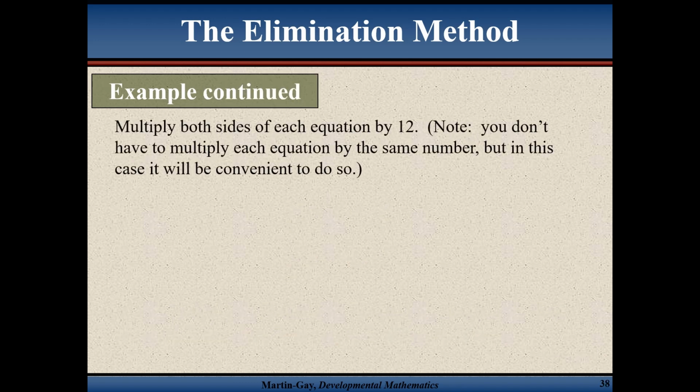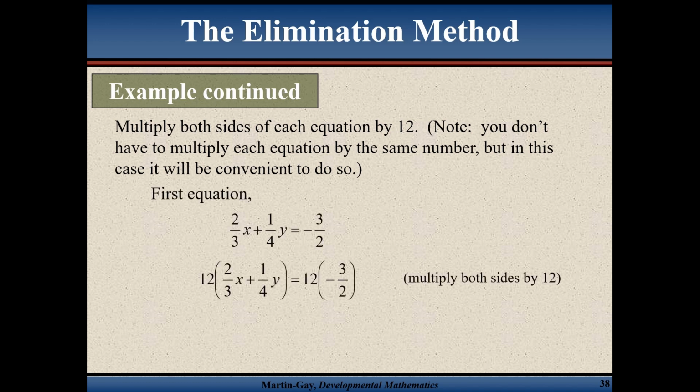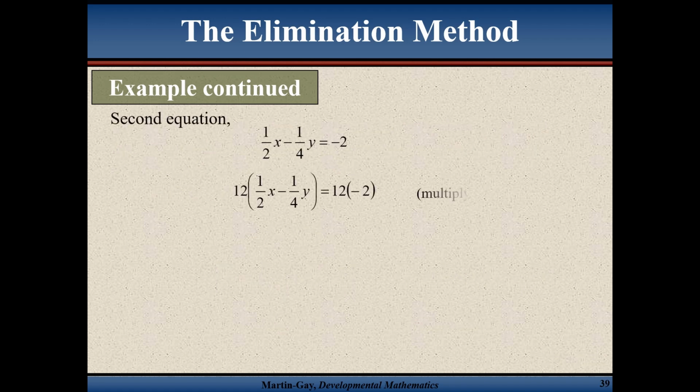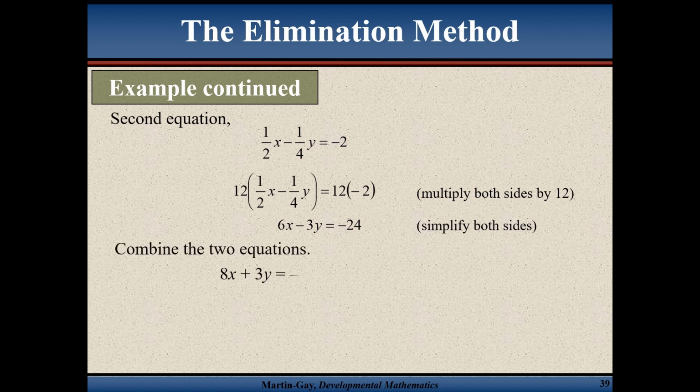So multiply each equation by 12. You don't have to multiply each equation by the same number, but in this case, it will be convenient to do so. So first equation, when you times that by 12, so multiply both sides by 12, I simplify, you get 8x plus 3y equal negative 18. Second equation, multiply both sides by 12, then you simplify, I get 6x minus 3y equal negative 24.